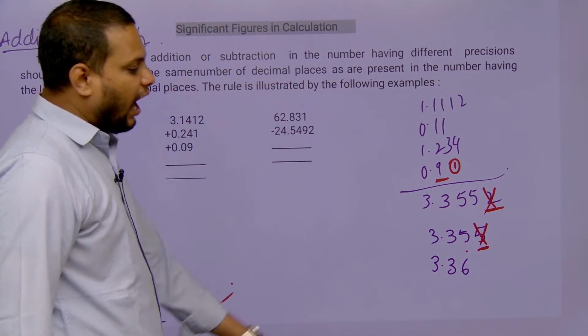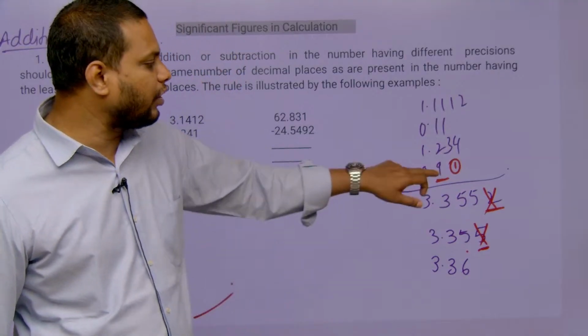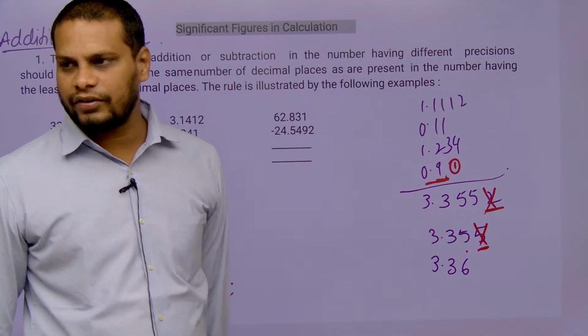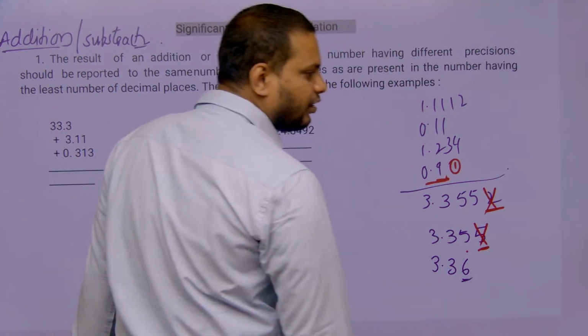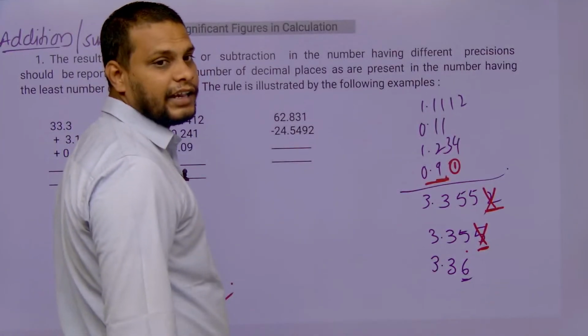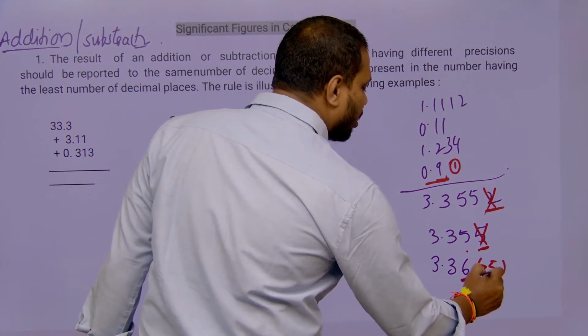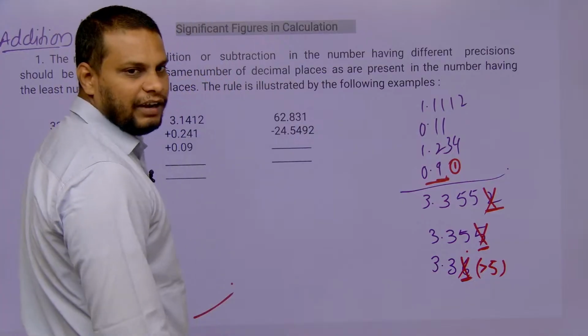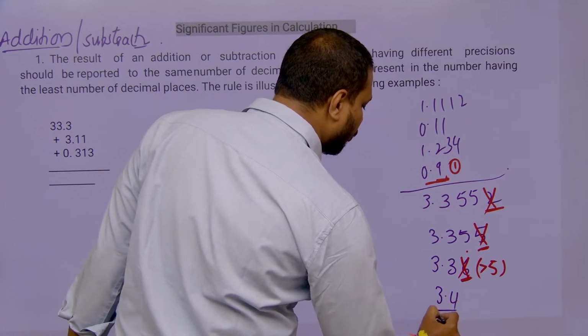Are you clear? Again, how many decimal digits do we have? 2 decimal digits. We have to reduce up to 1 decimal digit. So therefore take the last digit again. This last digit is greater than 5. So cut down the last digit, previous number plus 1. So the answer will be 3.4.